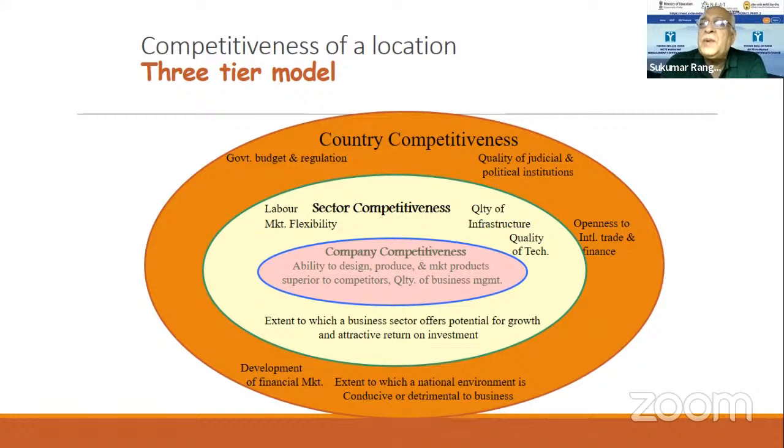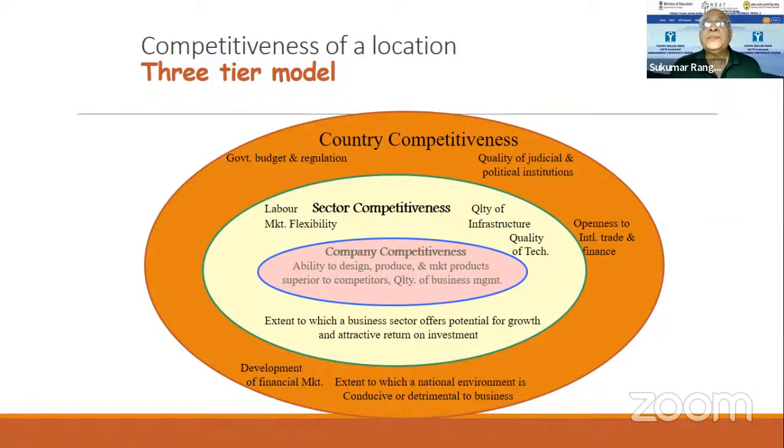Most people come to Bangalore. Why? I don't understand. In fact, Hyderabad has equally good setups. Of course, they are number 2. There is Pune. There are many other places in the country, because the startup ecosystem is very good and has been developed. Of course, it has not been consciously developed, but it has happened over many years. So sector competitiveness is in terms of labor, market flexibility, quality of infrastructure, quality of technology available, and the extent to which a business sector offers potential for growth and attractive return on investment. That is the sector competitiveness.